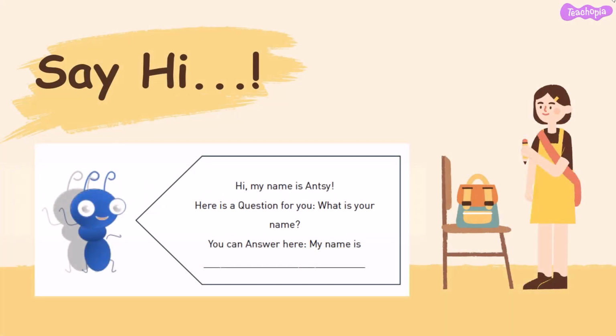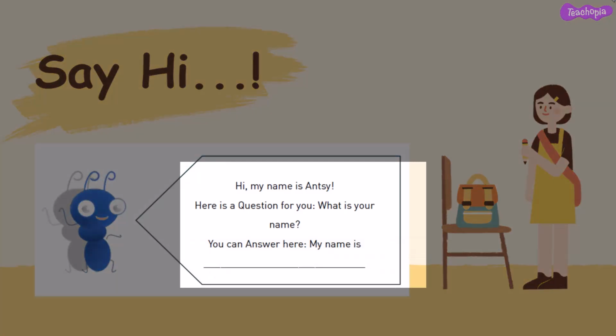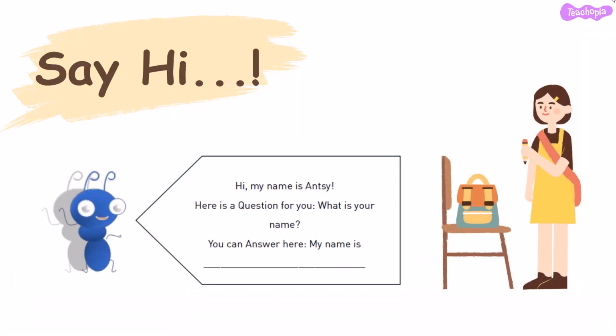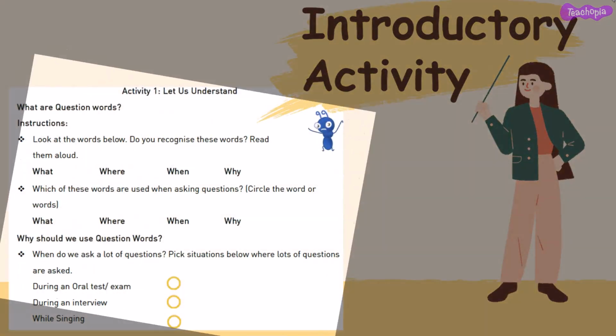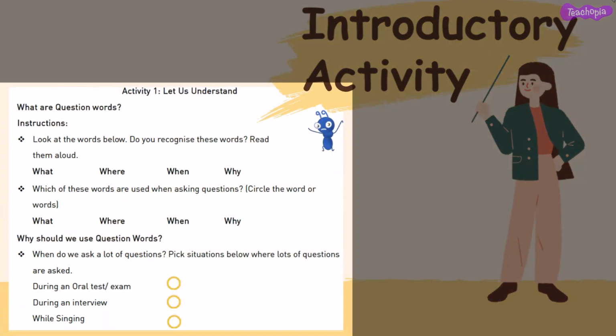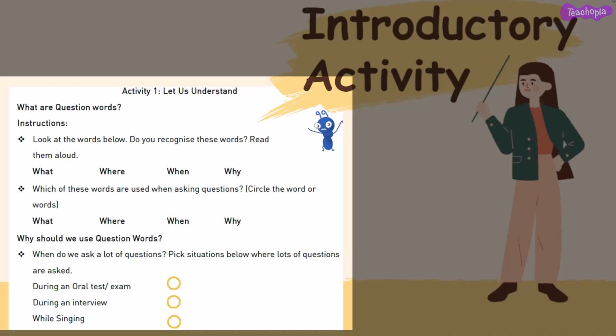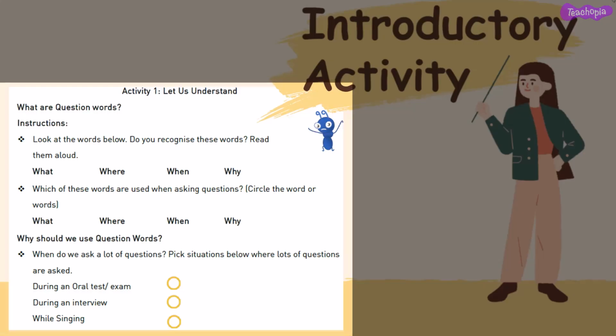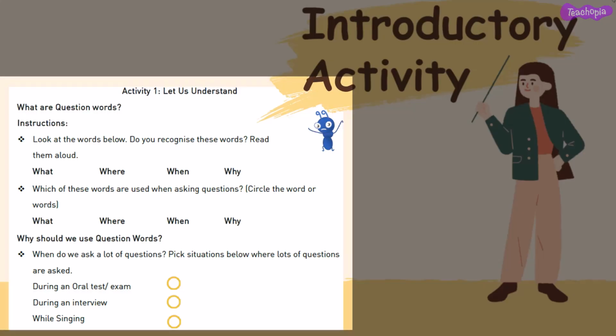And now let's say hi to Ansi, the character who will be interacting with our learners throughout the module. Ansi will be asking questions like, what's your name? And the learners are required to answer it using the template that's provided. We start with the introductory activity. The introductory activity is to help the learners learn what question words are and why we use them.